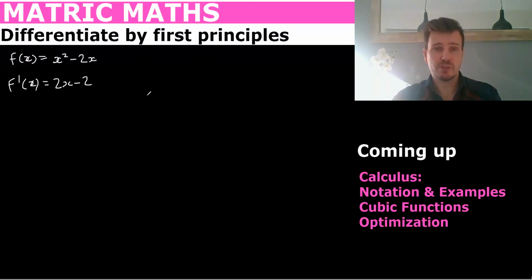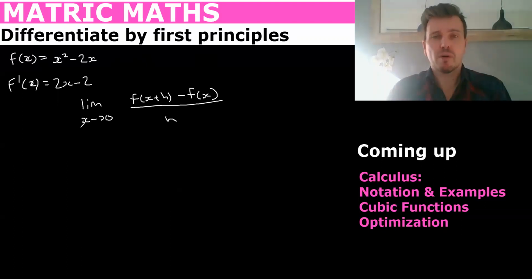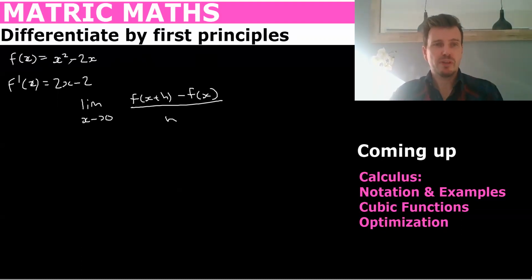So the first step is we write out the formula. So limit as h tends to 0 of f of x plus h minus f of x all over h. Okay, so that's the first step. Now what I'm going to do is I'm just going to say, well, we know that f of x, this bit here, so let's put this bit in yellow. So that is the yellow bit there. That is f of x.